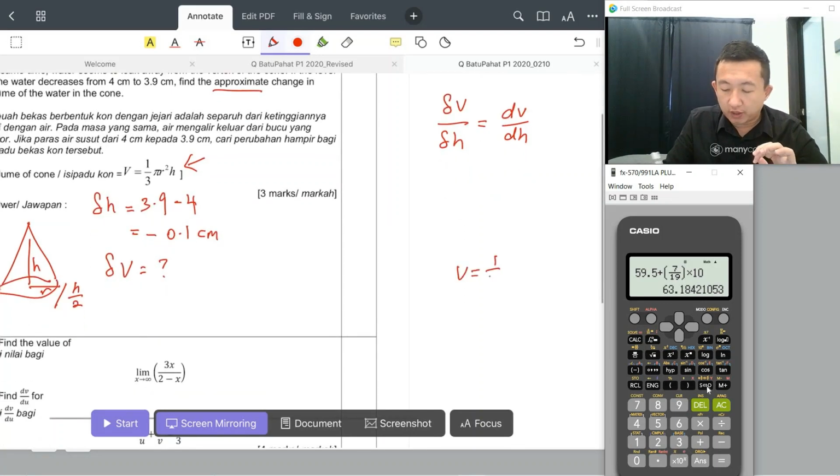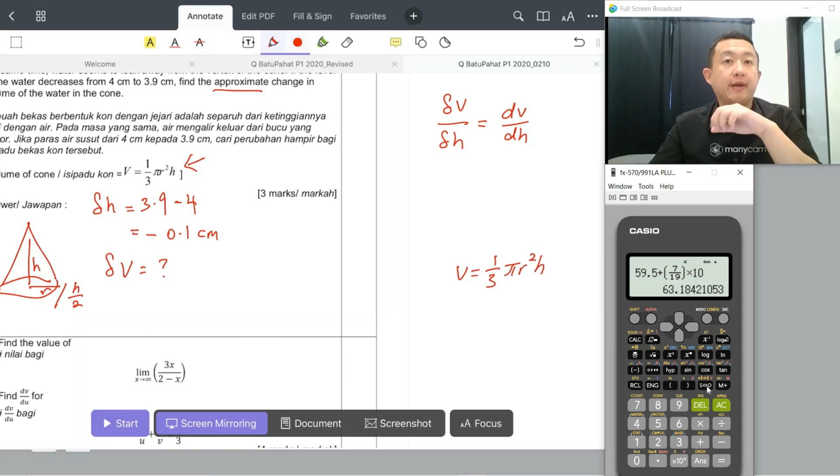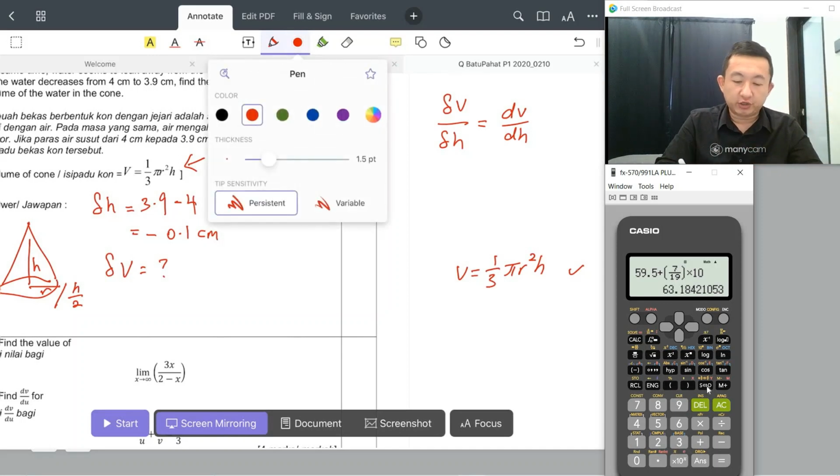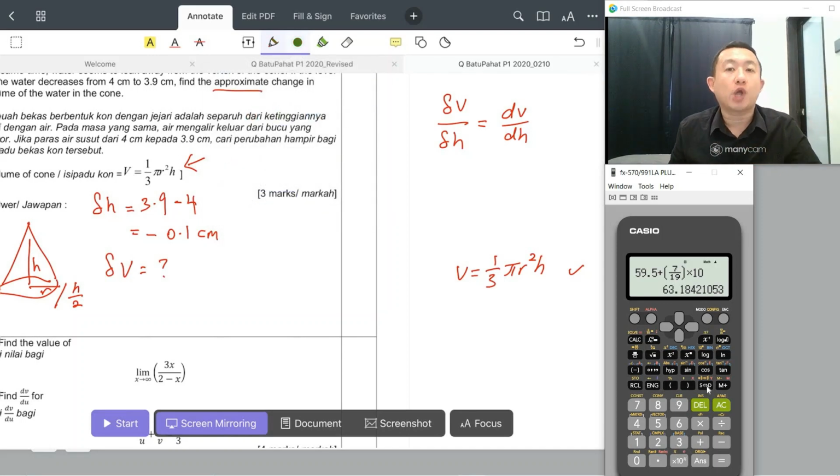V equals 1 over 3 pi r squared h. You have a little problem here. What is that? Look at this equation. You have more than one variable. You have r and also h. So you cannot differentiate it. So you need to change it, because what we need is h in the end. We are changing r in terms of h. So r equals this one. r equals h over 2, half of the height. So you can replace it.